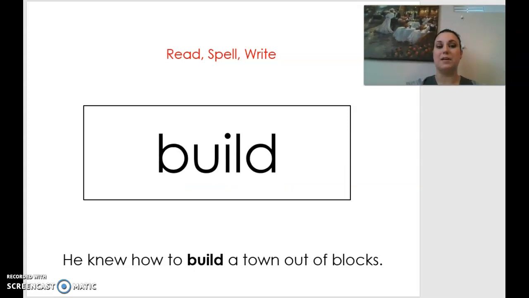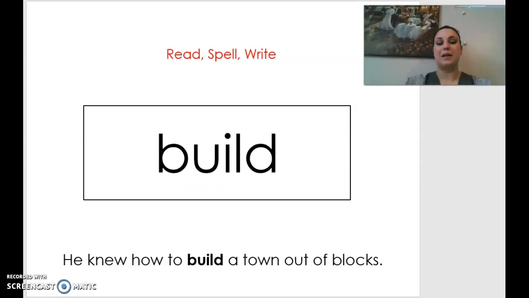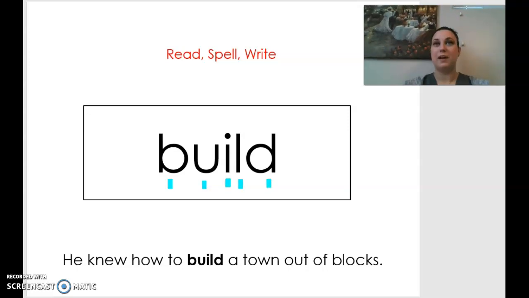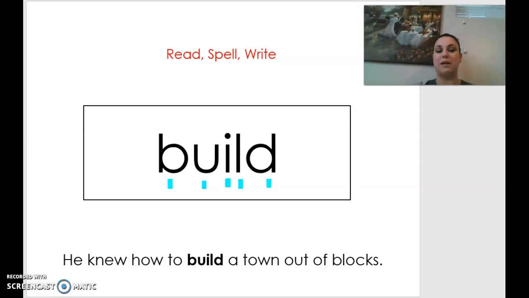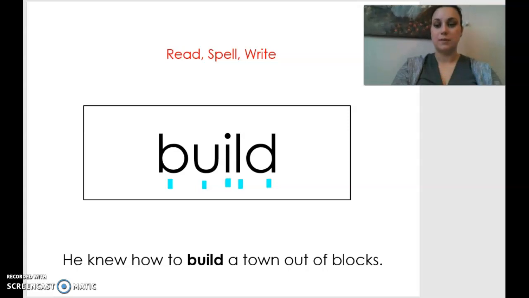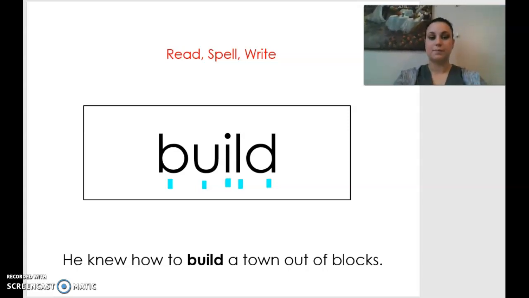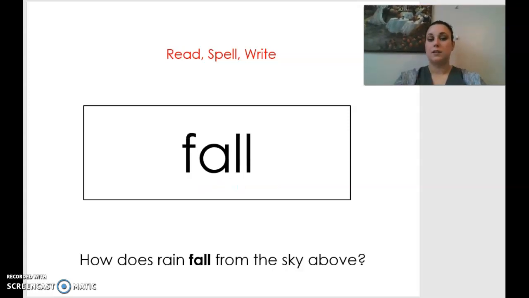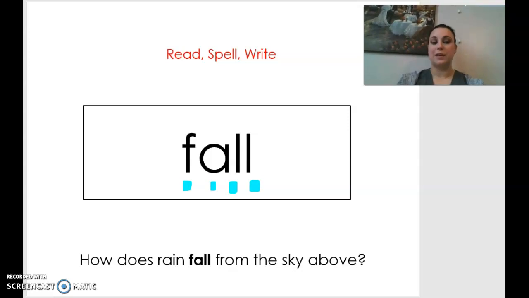Next word is build. What's the word? Spell it. B-U-I-L-D. Tell your family a sentence that has the word build in it. This word is fall. What's the word? Spell it. F-A-L-L. Tell your family a sentence that has the word fall in it.